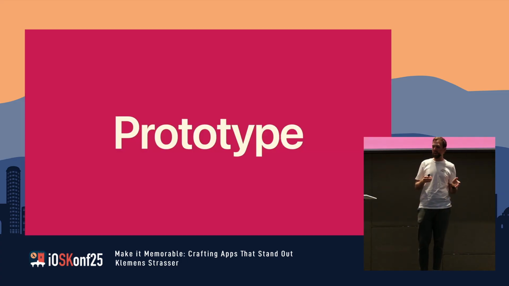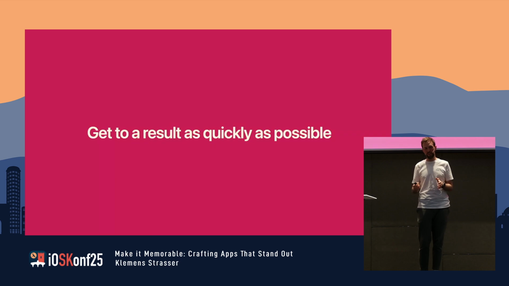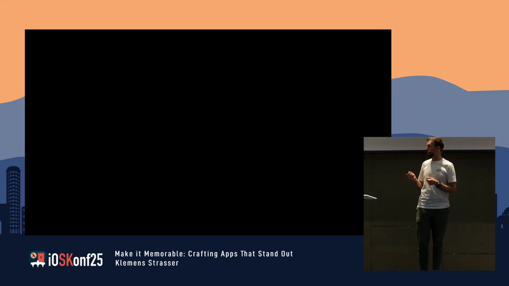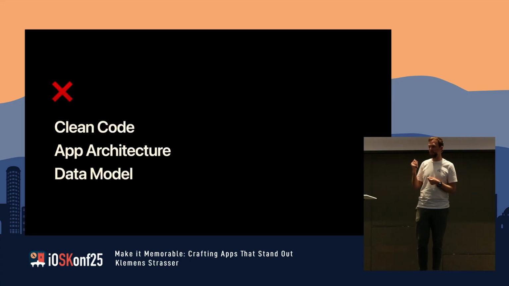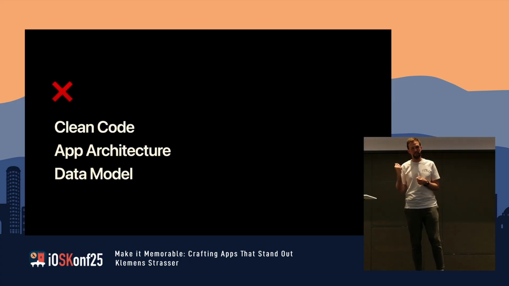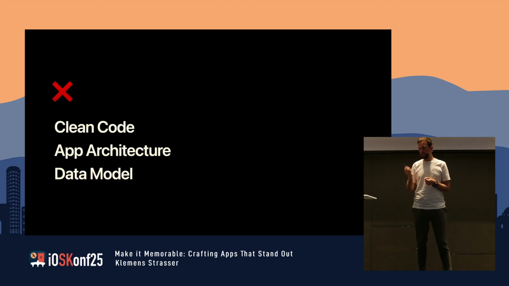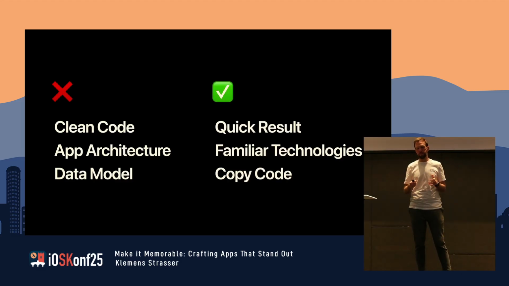Afterwards, after I have an idea, I want to build a prototype. And I want to get to a result here as quickly as possible while the idea is still fresh and while I still have something that excites me about it. So at this point, and that might hurt some of you, I don't really care about clean code or an app architecture or a data model. I really just want to have a very quick result.